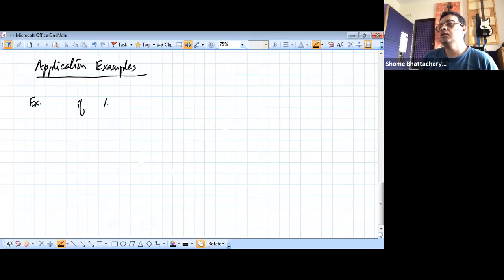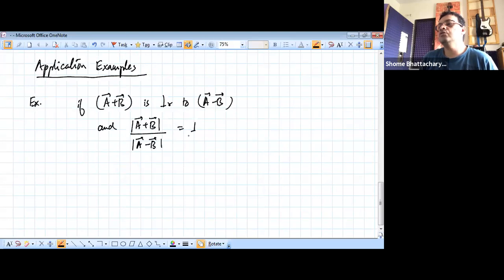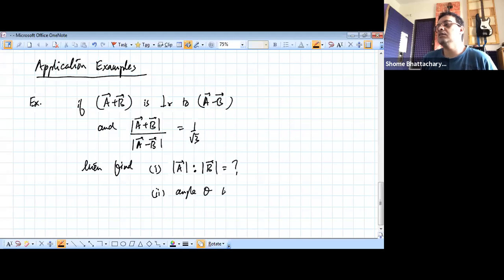So if A plus B is perpendicular to A minus B, and magnitude of A plus B divided by magnitude of A minus B is equal to 1 by root 3, then find the ratio of mod A to mod B. Then the angle theta between vectors A and B.